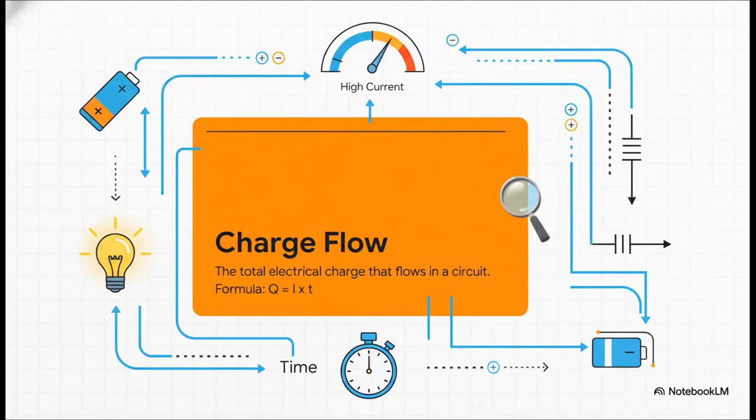If you want to understand electrical circuits, you've got to start here. This basically says that the total amount of charge that's flowed, which we call Q, is just the current, I, multiplied by the time it's been flowing for, T. It's simple, but it's absolutely fundamental.